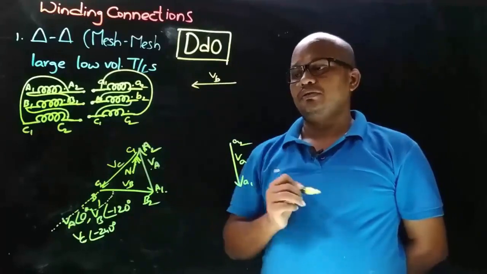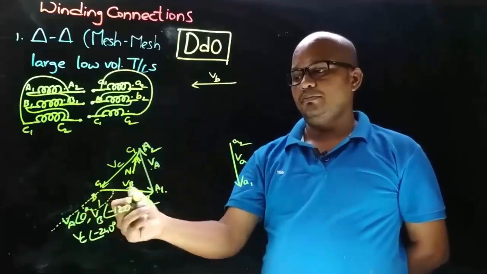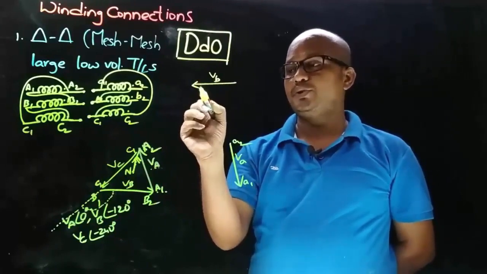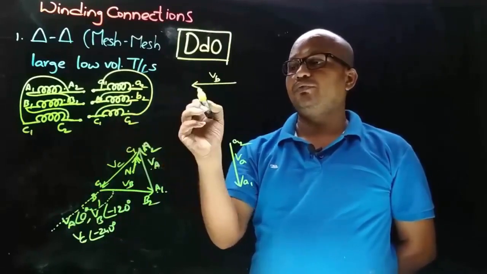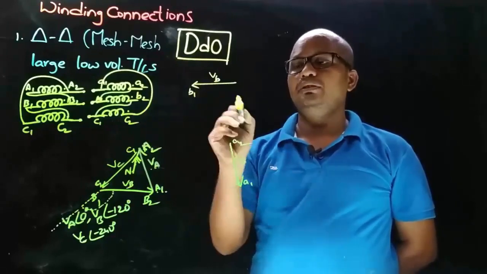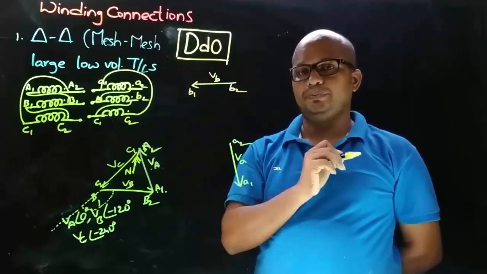So in opposite direction to primary phasor. And now we need to decide the terminal. So arrow will always point towards the connection we took from. So here non-dot end, that's B1 and this is B2.